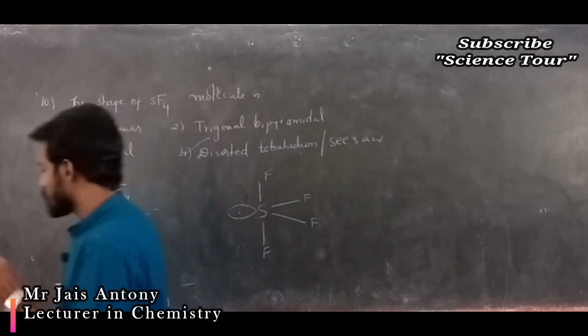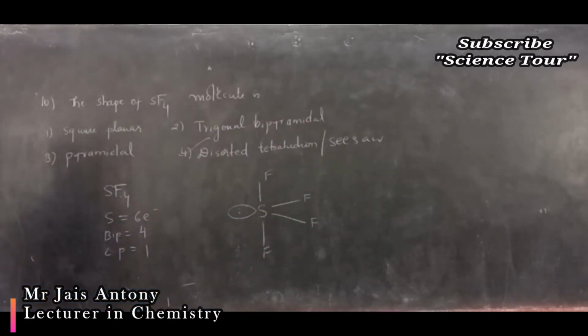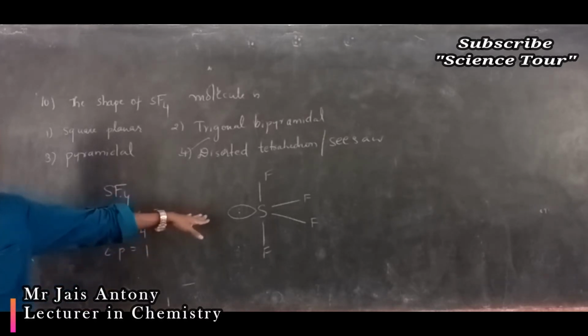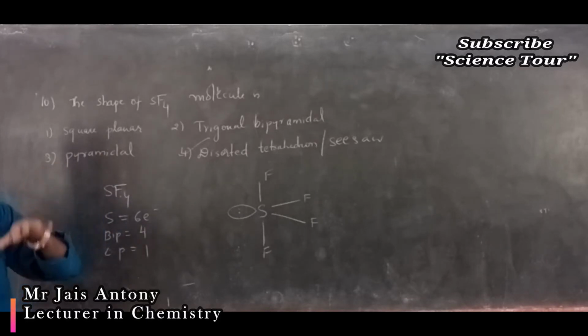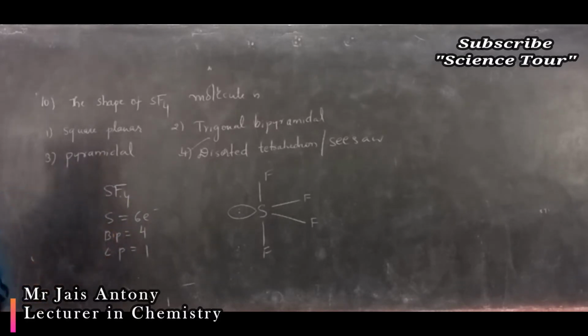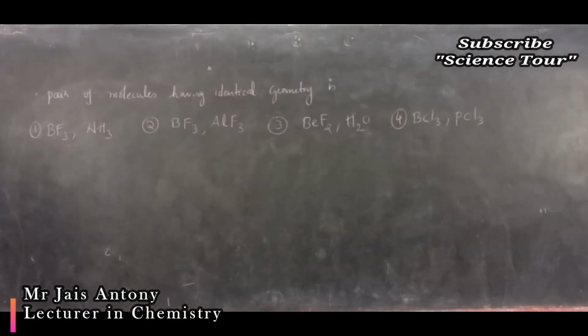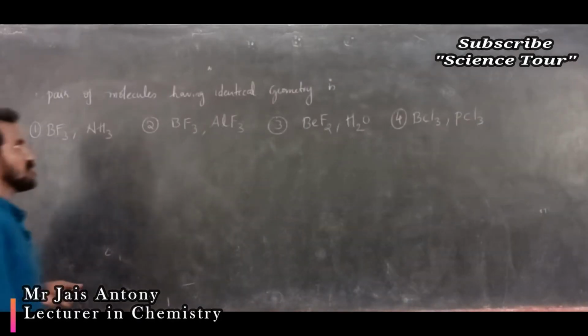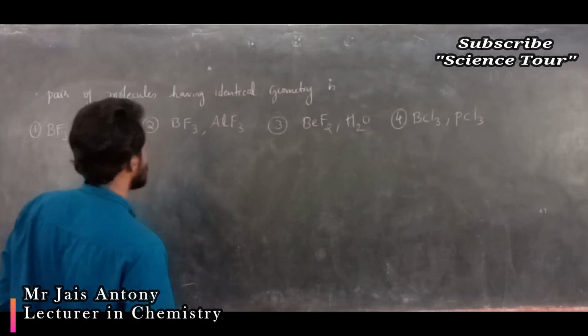Distorted tetrahedral, or one more name is there for seesaw. Seesaw or distorted tetrahedral. So always you should keep the lone pair of electrons in the equatorial position to reduce the repulsion. Okay, seesaw shape. My dear students, next question is, pair of molecules having identical geometry, same geometry.